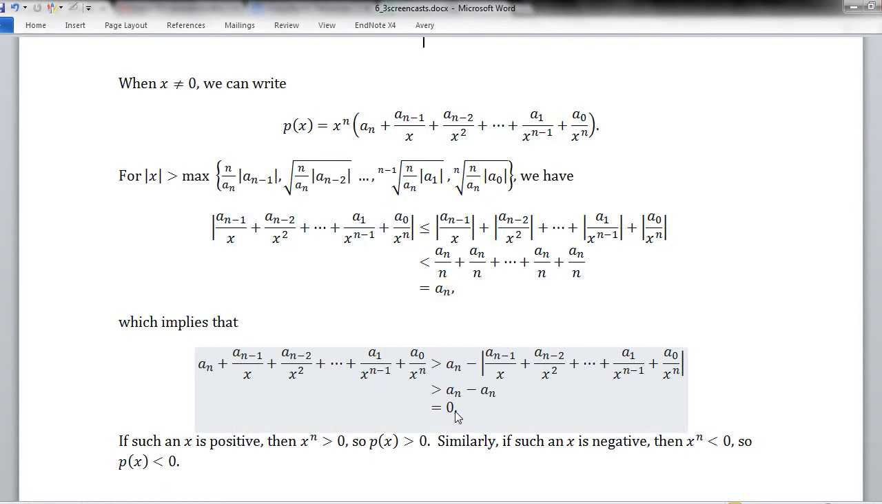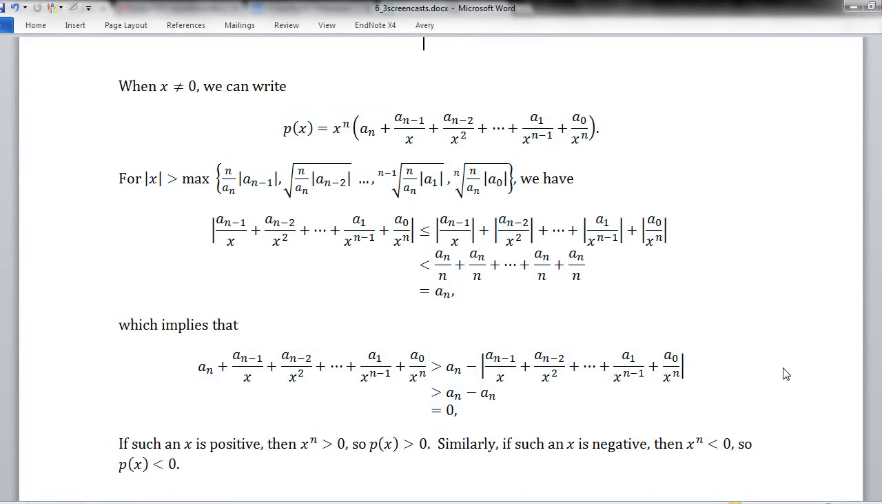Okay. Well then, like I mentioned, if x is positive, then x to the n is, and so we have a positive times positive is positive. So we found an x value, actually lots of x values where p is positive. And if such an x is negative, then x to the n is negative, since n is odd. And so we have a negative times a positive, which is negative. So we found a bunch of x values where p of x is negative. And that should do it.